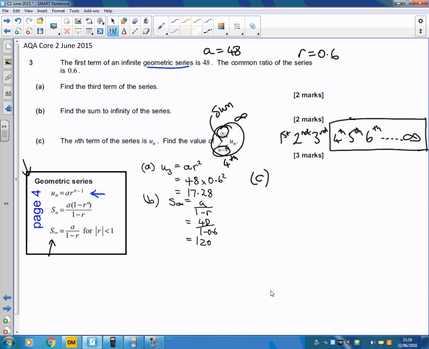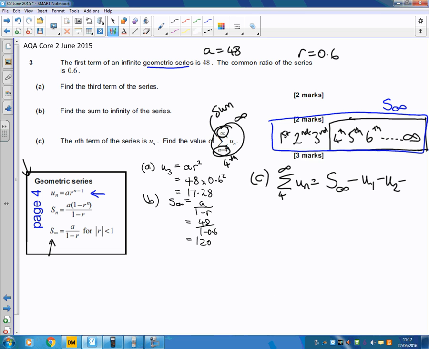Now let's have a look at what we already know. We already know the sum to infinity from part B. In part B, we've worked out all the terms added up. So all we need to do is take our answer to part B and subtract the terms we don't want. So what they are trying to ask us to find is going to be the sum to infinity, take off the first term, take off the second term, take off the third term, because we don't want those.